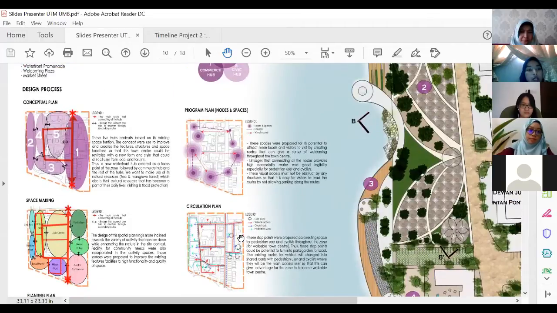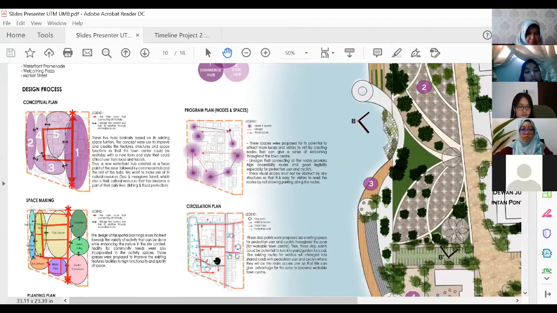So this conceptual plan is based on 5 hubs that I have created based on the existing space function before. So the concept proposed is to improve the existing structure and space function, so that this town center can be revitalized again in a new form and style that could attract users not only from local but also from tourists. So next we have the program plan.